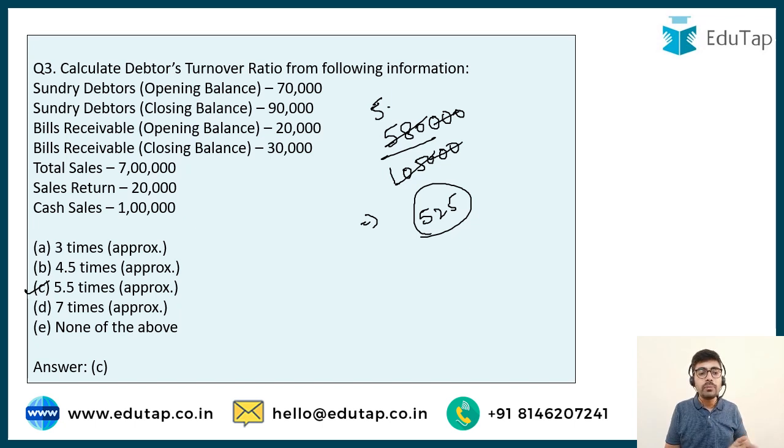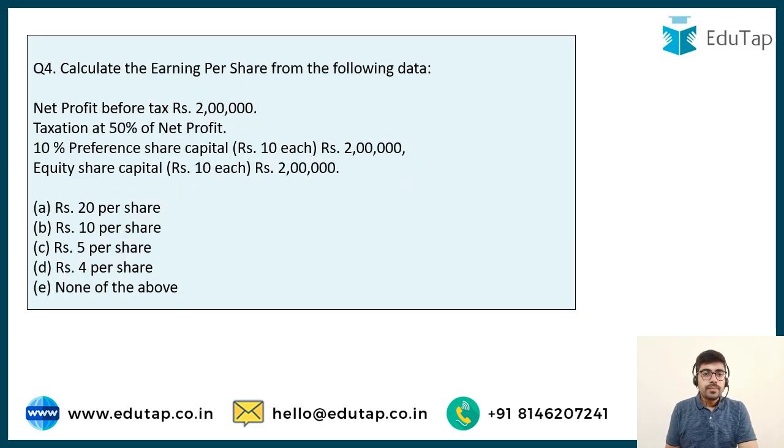Don't waste your time computing each and every figure, because if you solve this particular problem and waste your time in it, this is simply going to be of no use for you. So just mark the right answer as 5.5 times, approximately, option C. Now let's move on to the next question.